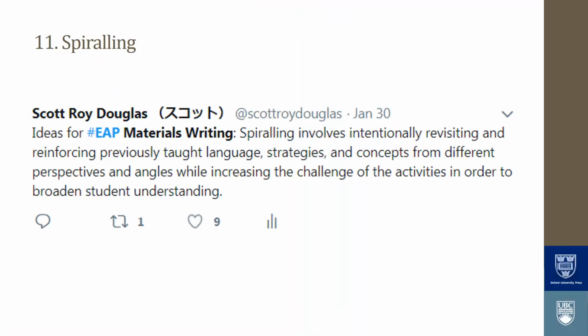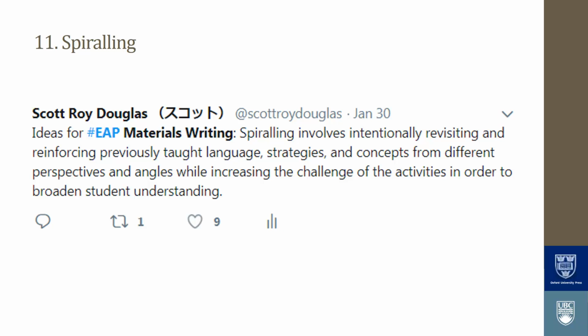The next thing I want to think about is this idea of spiraling. We don't just teach something once and then think, yes, excellent, the students have it. What we do is teach something and then revisit that idea and reinforce these ideas throughout a curriculum. Whether it's language or strategies or concepts, we're going to revisit them throughout a unit of instruction or maybe throughout an entire semester from different perspectives and different angles, while we're also ramping up the challenge of the activities to help students better understand them.